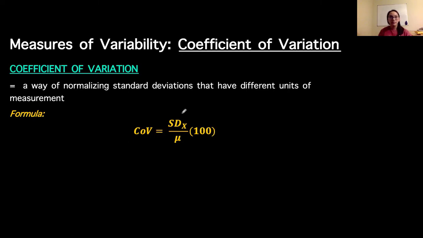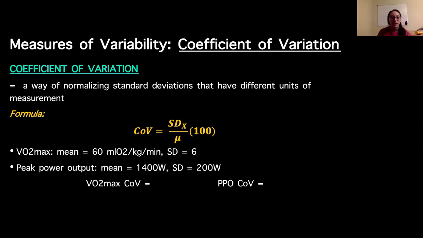So maybe my mass variability in my sample is like 12%, and my VO2 max is 30%. And I don't even remember the other variable I gave you. But you can see we have these percentages and then we can compare those percentages to each other.